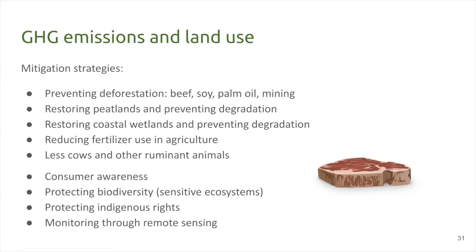Also protecting biodiversity is an important factor here, and protecting indigenous rights. And where machine learning comes in crucially here is monitoring through remote sensing, which can help, for example, to detect these deforestation areas. So this is an example where machine learning technologies are even highlighted in the IPCC.